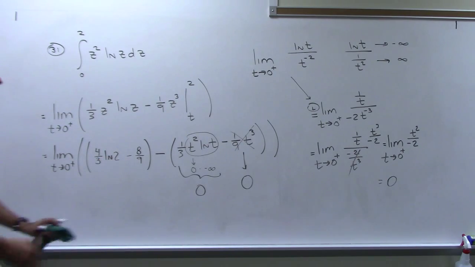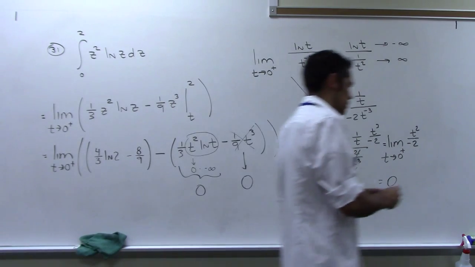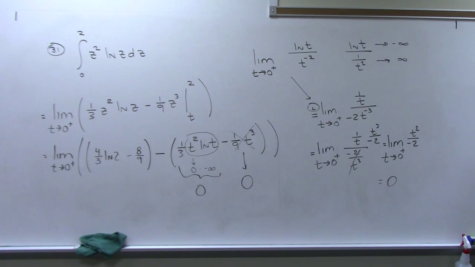So let me check that. That doesn't look familiar. Eight thirds natural log 2 minus 8/9. 8/3 natural log 2. Off on something here.